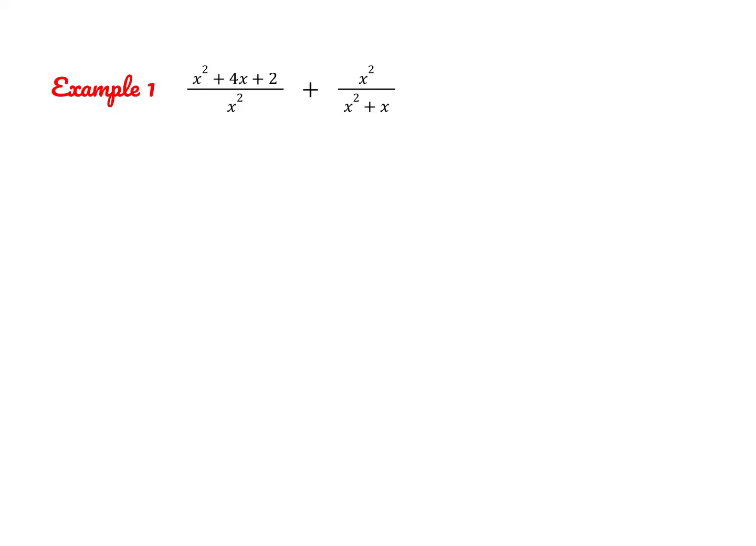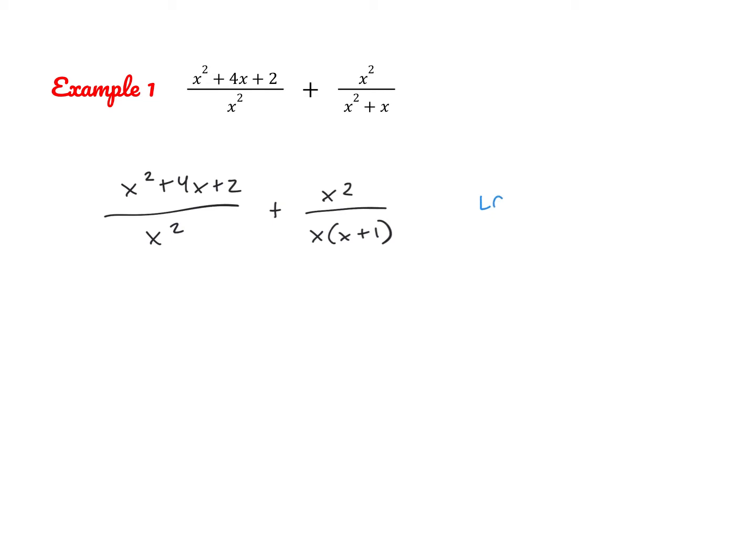All right, so let's give this first one a try. Here we have 2 expressions. So I need to find the least common denominator first. So I'm going to factor everything as much as I can. So we have x squared, which is already factored. And then our other denominator, we can say x times x plus 1.